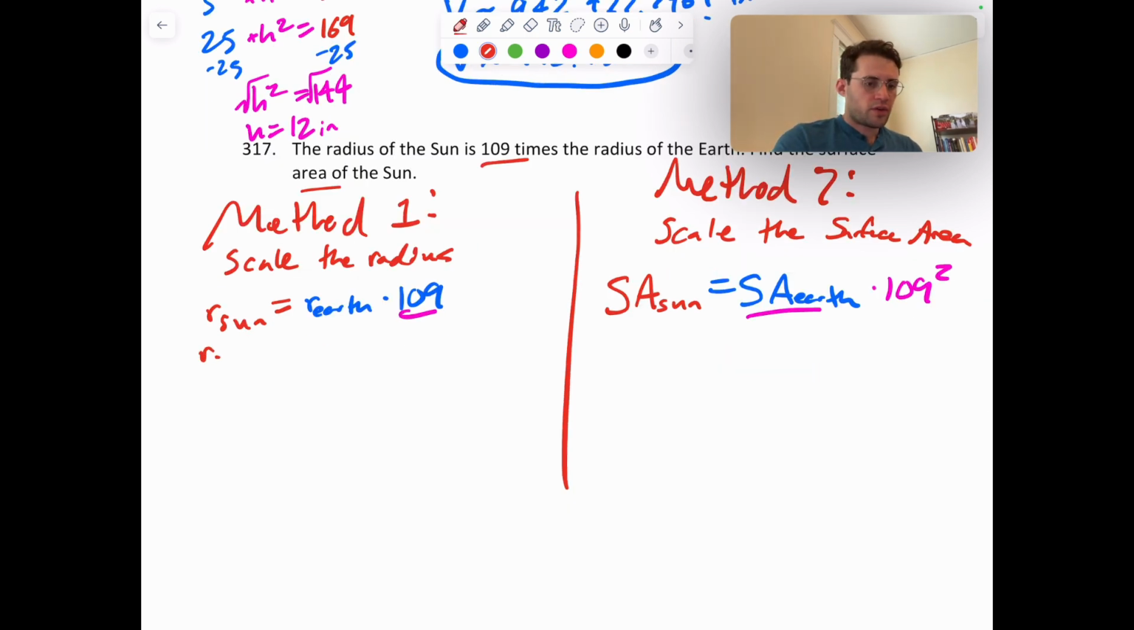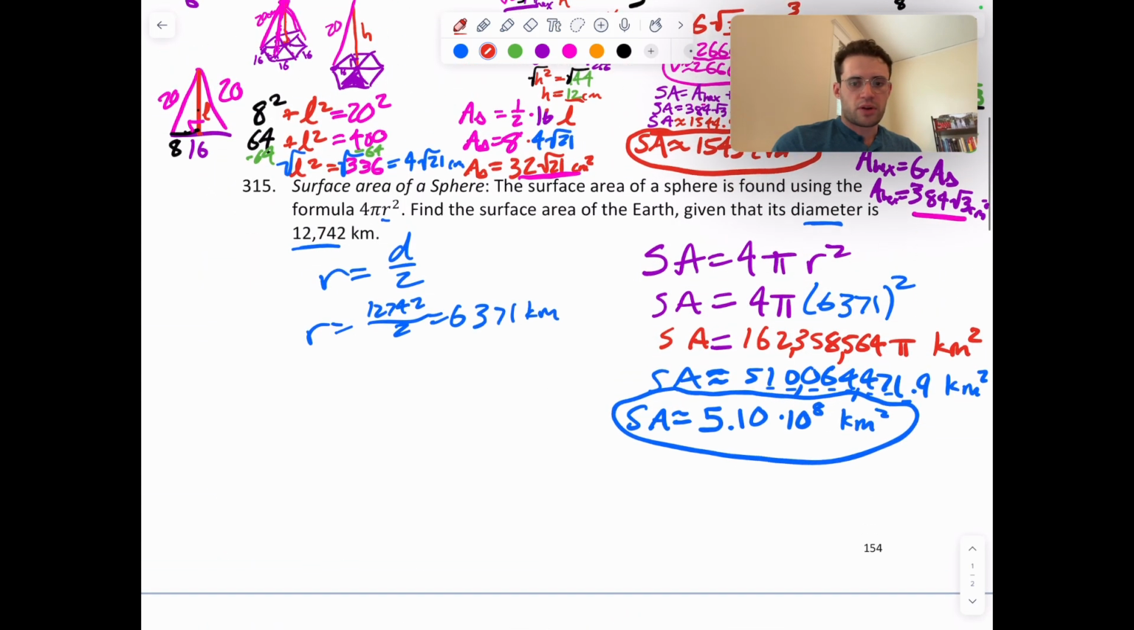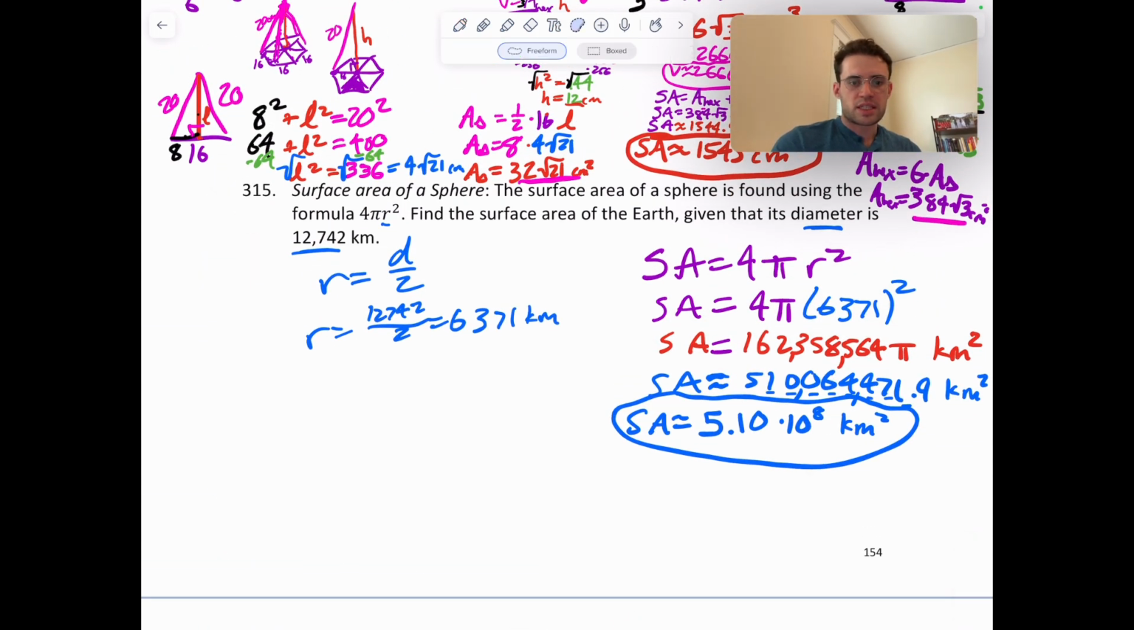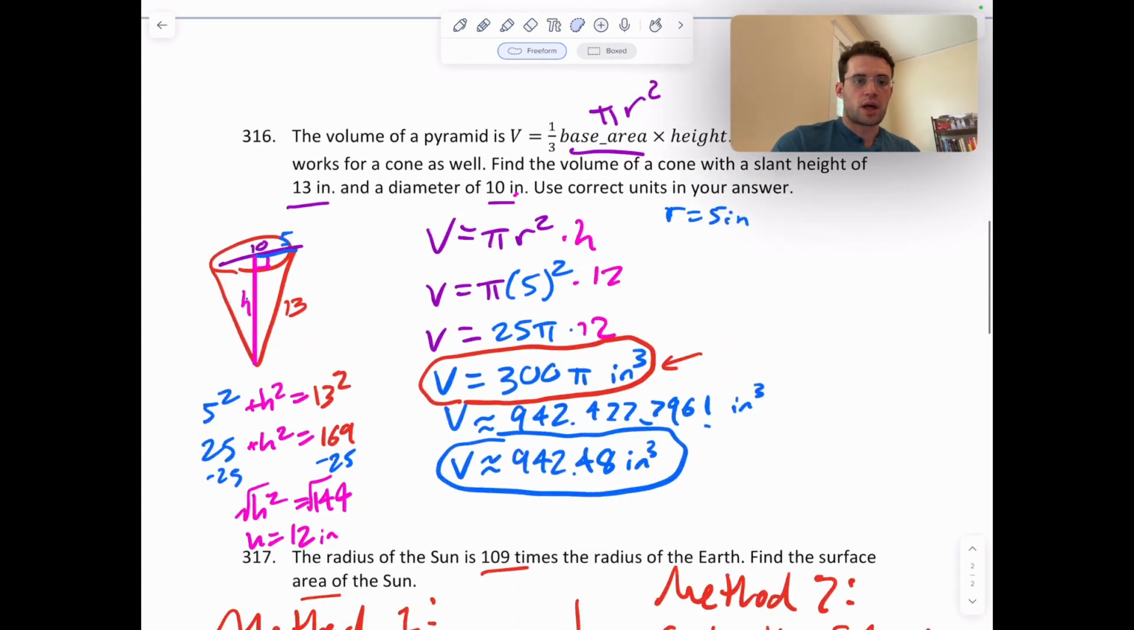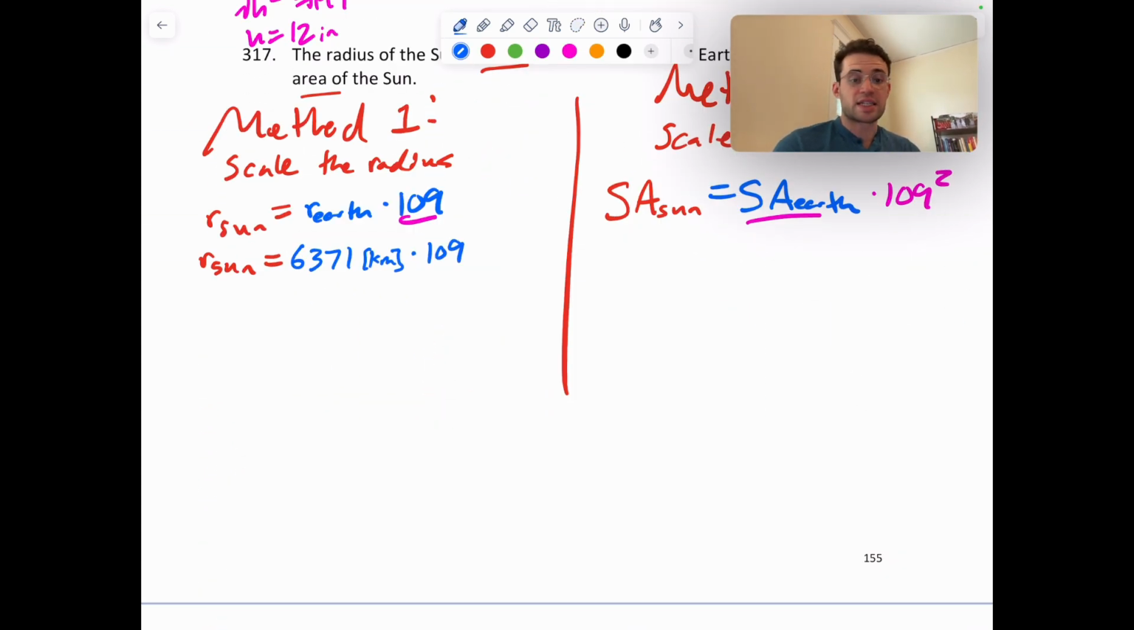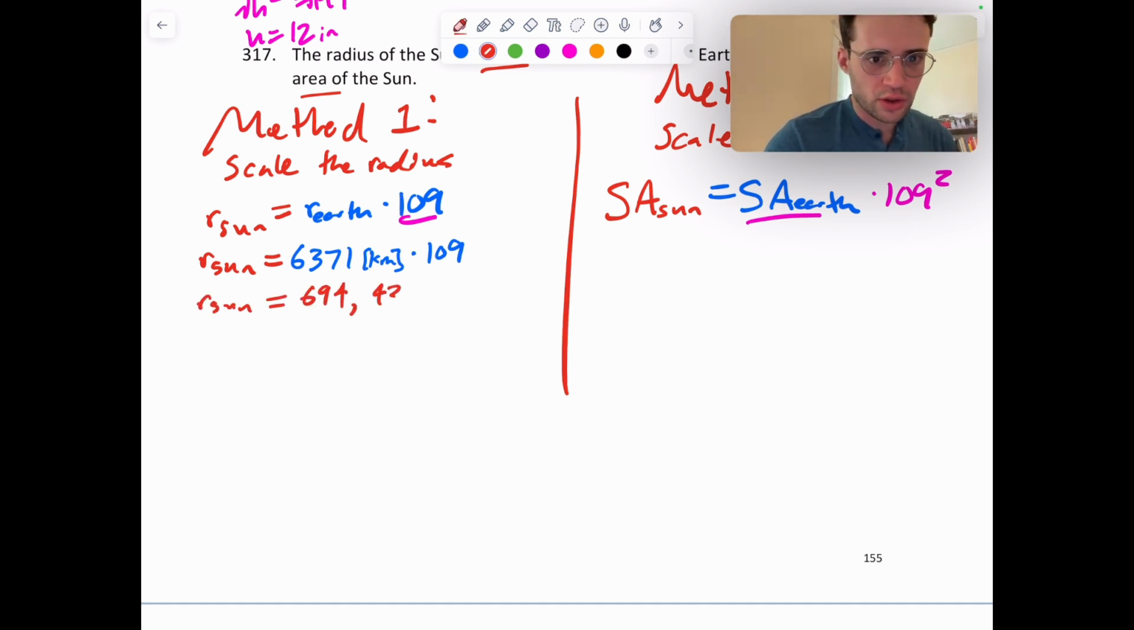First, if we want to find the radius of the sun, we'd say it's equal to the radius of the earth, which in our previous question we found to be 6,371 kilometers, times 109, times our scale factor. 6371 times 109 gives us that the radius of the sun is 694,439 kilometers.